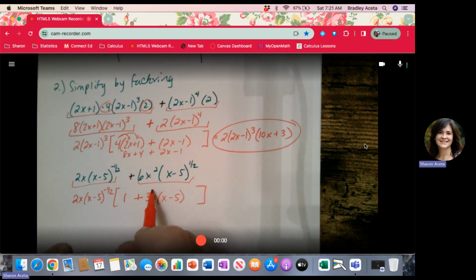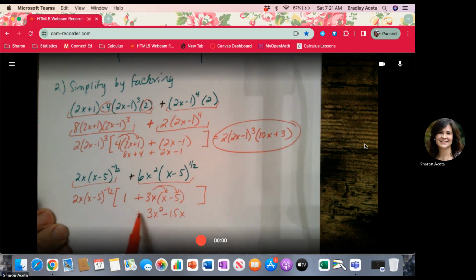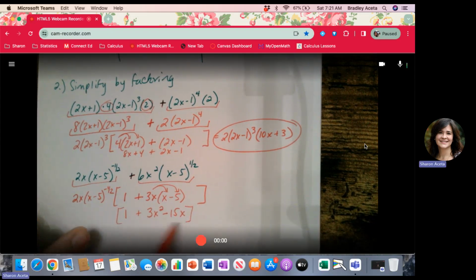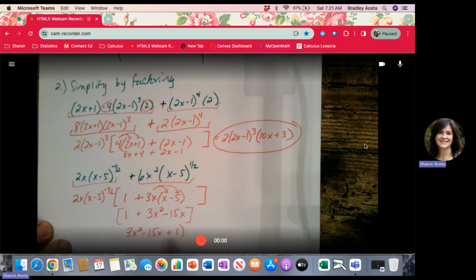So now I'm going to distribute, and that would be 3x squared minus 15x, and then the plus 1. Now, I don't like the way that looks. I like to have my exponents in the front, then I like this written in a descending order. So this would be 3x squared minus 15x plus 1. That's what this quantity is.